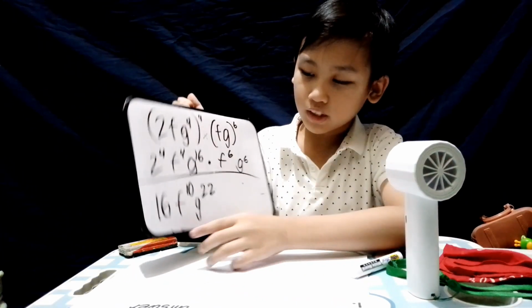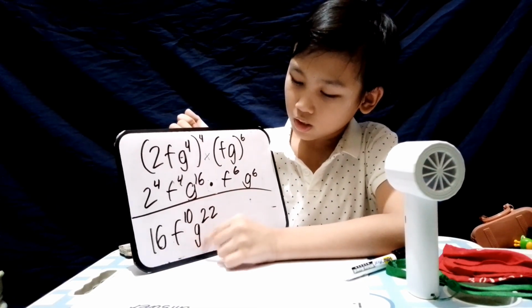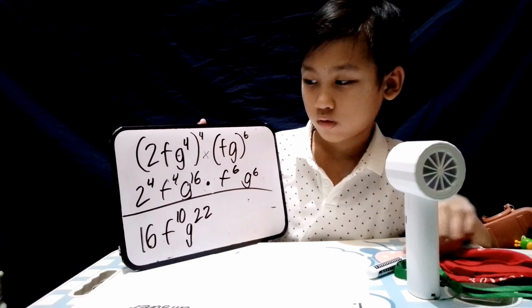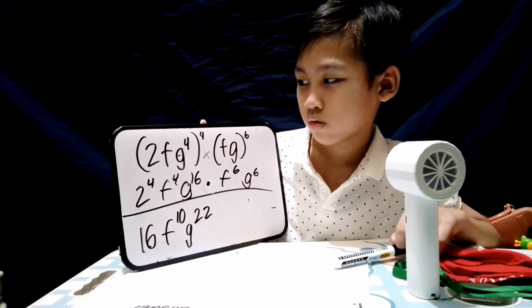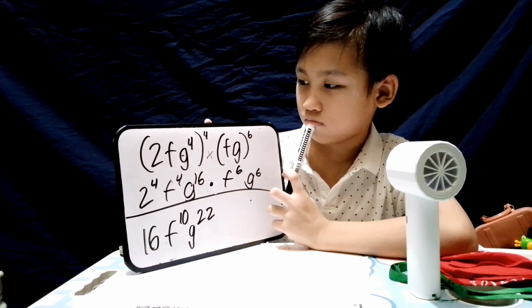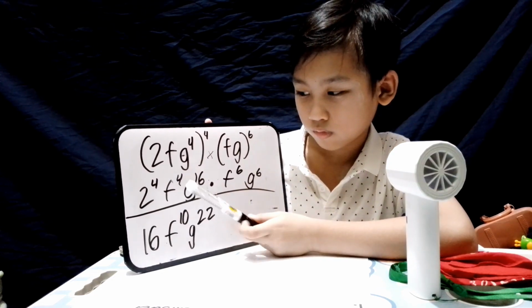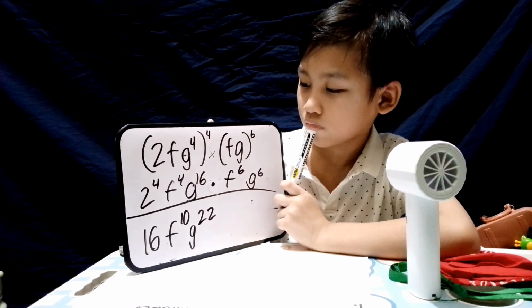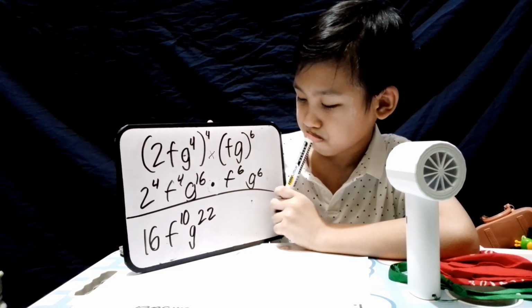The answer is 16, F to the power of 10, and G to the power of 22. Okay, very good. Exponent rule. We have to distribute to the 4th power: 2 to the 4th power times F to the 4th power and G to the 16th power because exponent to exponent. Times F to the 6th power and G to the 6th power.